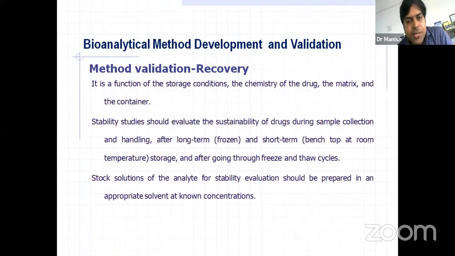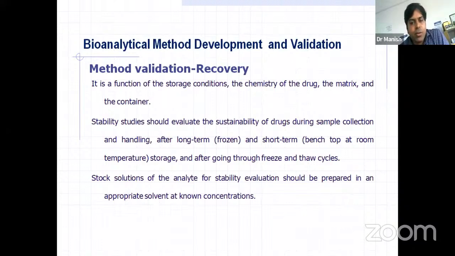These studies are further subdivided into freeze-thaw and benchtop stability studies. Stability is a function of storage conditions, the chemistry of the drug, the matrix, and the container. So we look at what alterations are found upon storage of the sample in a refrigerator or deep freezer. The stability studies should evaluate the stability of the drug during sample collection and handling, after long term, that is in frozen condition, and short term, that is on the benchtop.